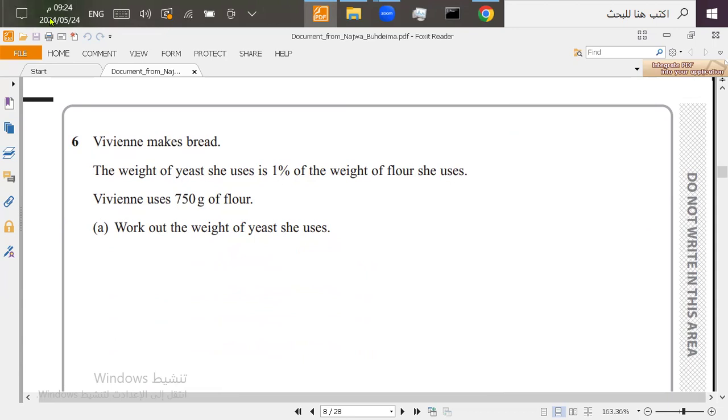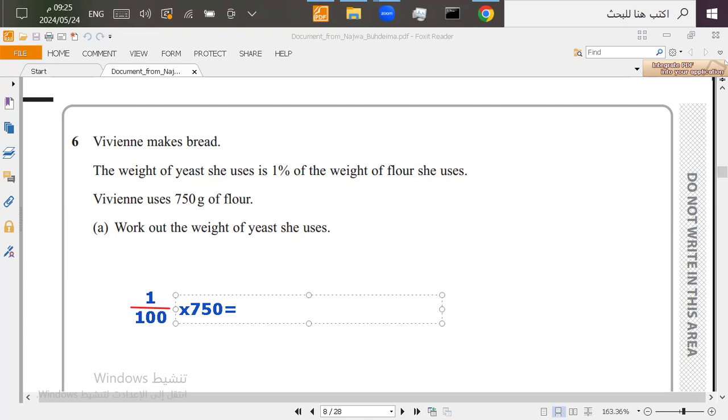So let's do it here. 1% means what? It means 1 over 100, like this. So this is 1%. Now let's make a fraction line. So this one is 1%. Now I'm going to multiply 1% by the weight that she has, which is 750. So multiply 750 to get the answer.